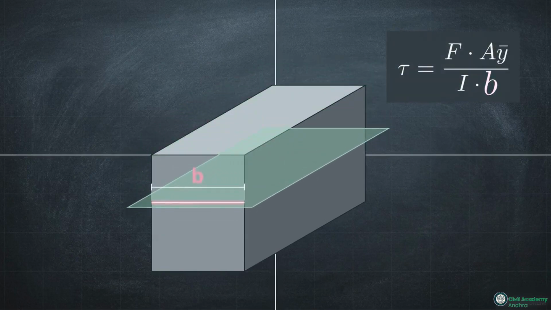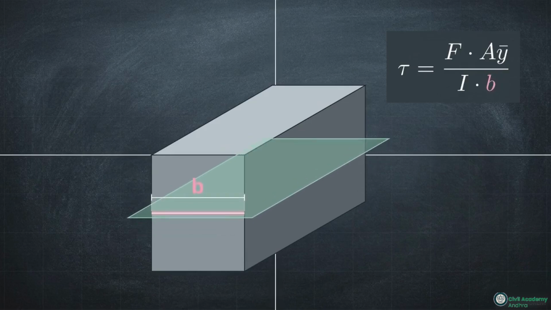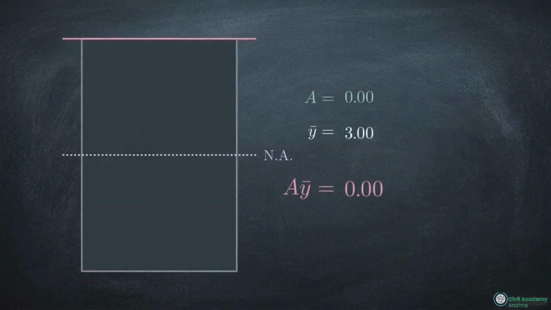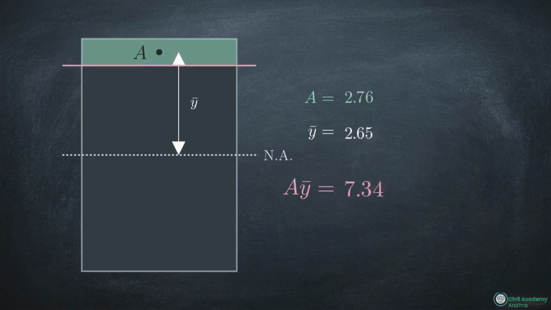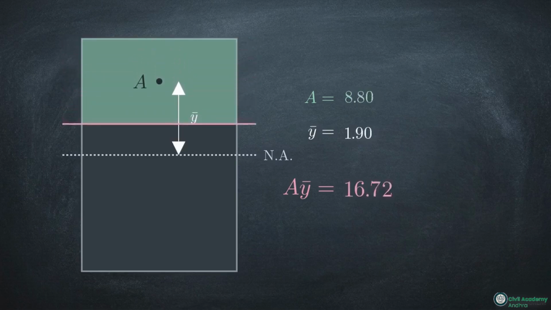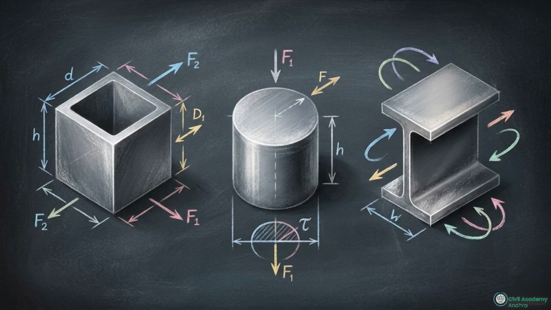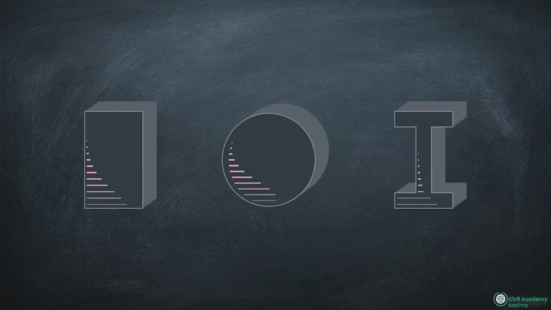The first is B, the actual physical width of the section at the horizontal slice being analyzed. The second is the first moment of area, AY bar. This is the product of the area above the cut and the distance from that area centroid to the neutral axis of the entire section. At the top surface, there is no area above the cut, so AY bar starts at 0. As the analysis moves lower, accumulating more area, AY bar increases until it reaches its maximum value at the neutral axis. Since F and I are constants, the internal stress profile is determined by the cross-sectional geometry and how it manipulates the relationship between accumulated area and width.